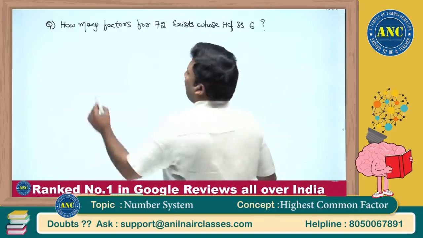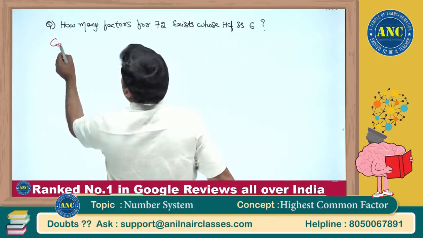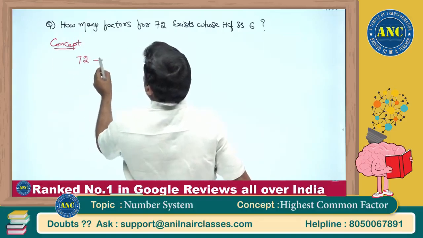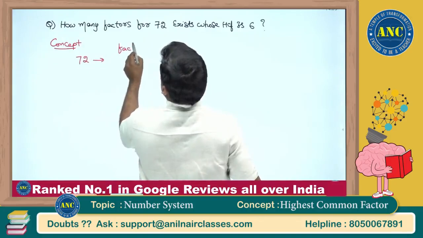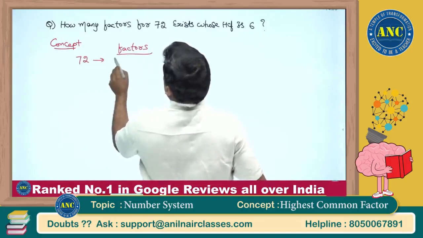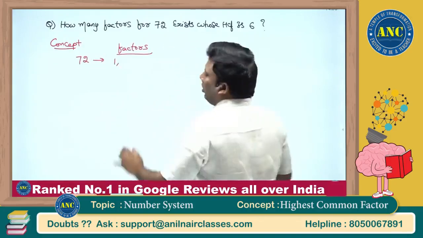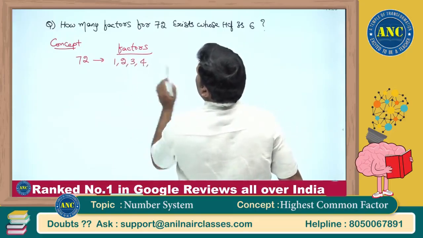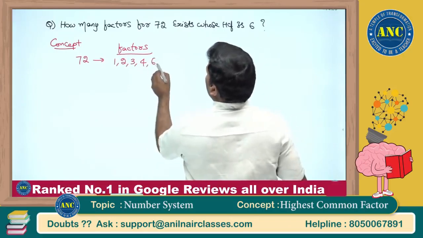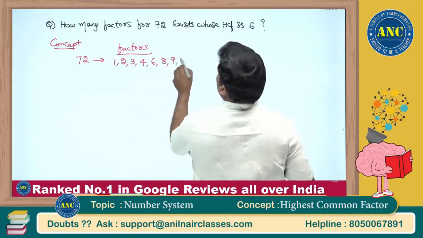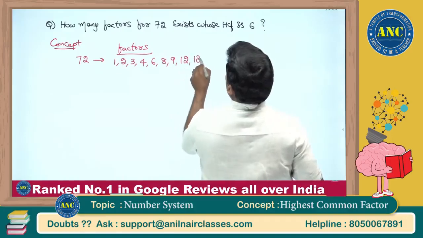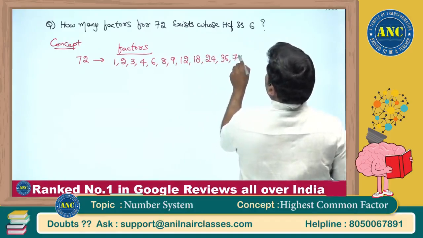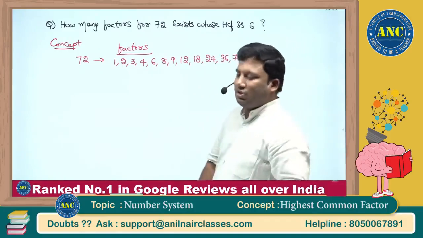Listen carefully, sir. First concept. He is telling, first take 72. What are the factors of 72? 1 is a factor of 72, 2 is a factor, 3 is a factor, 4 is a factor, 6, 8, 9, 12, 18, 24, 36, 72. These are the factors of 72.